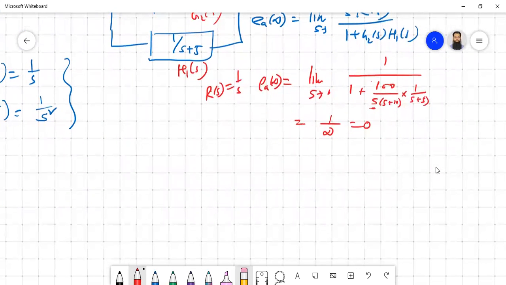Now, what will happen if R is equal to 1 by s square? That is a ramp input.